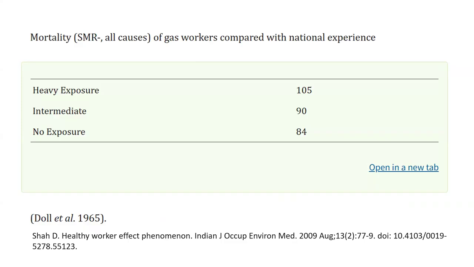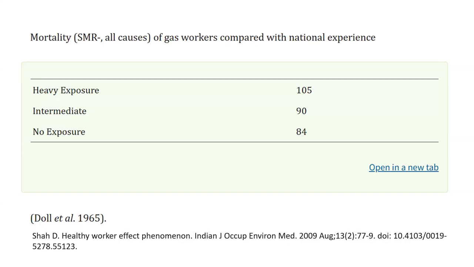If somebody looks at this data and says, okay, having intermediate exposure or working in this industry is protective, being a worker in this industry. So gas workers, compared to the general population, working in the industry or even intermediate exposure appears to give protection. What is this bias? This is healthy worker effect. Healthy worker effect means those who are in employment are healthier as compared to the general population.